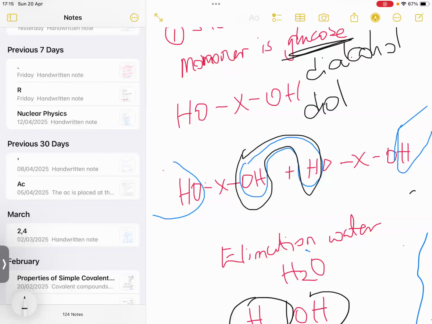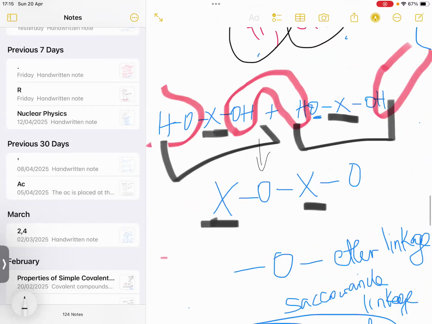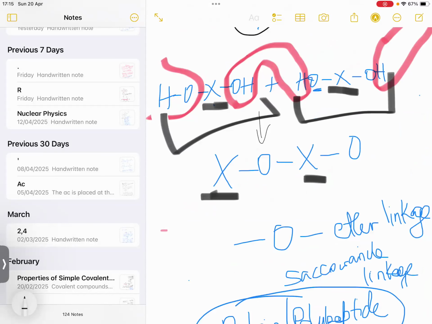And if another monomer was over here, we'd take out OH from over here. And if another monomer was to the right of this, we would take out an H. So this is the partial structure of the polymer. When we take out the H's and the OH, we're left with XO, XO. And what's linking each X to each other is an O. So it's a single bond O, and we call this an ether linkage or a saccharide linkage.